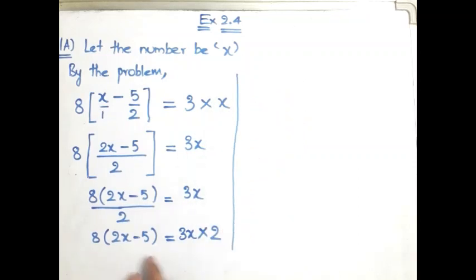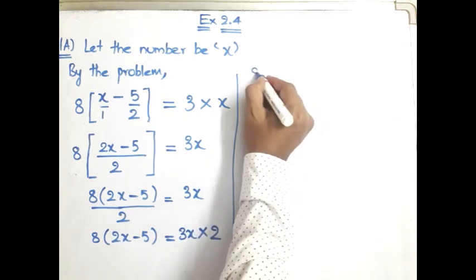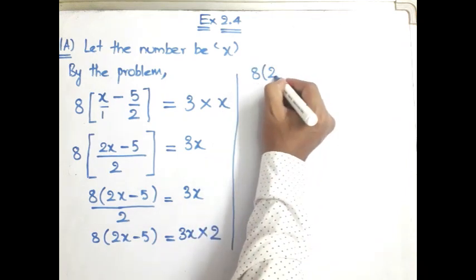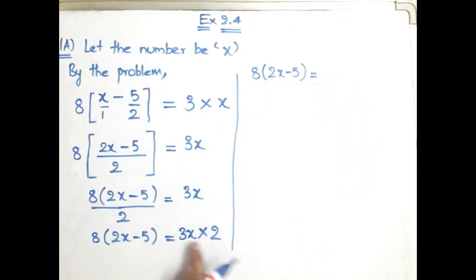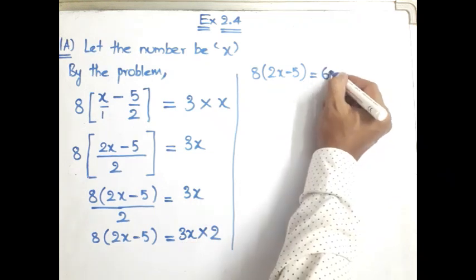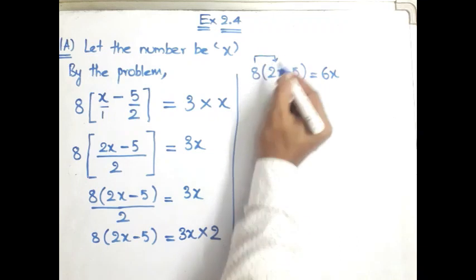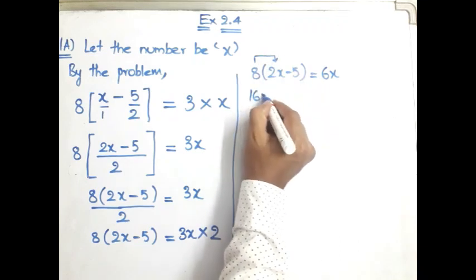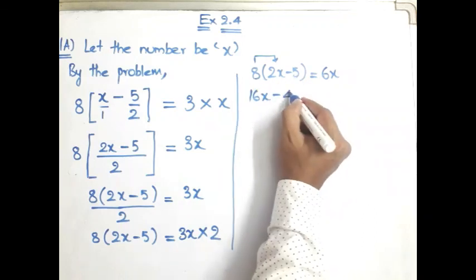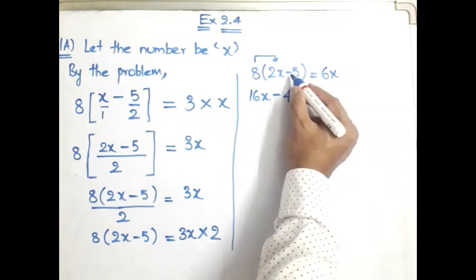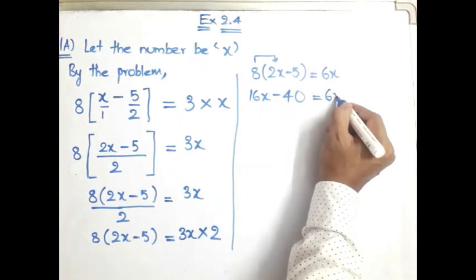Okay, so 8 into (2x minus 5) is equal to 3x into 2. 2 3s are 6, 6x. So multiply these terms. That means 8 into the first term, 8 into 2x, 16x. 8 into minus 5, minus 8 into 5, 40. Please be careful with these symbols. If there is minus, minus should be there, is equal to 6x.